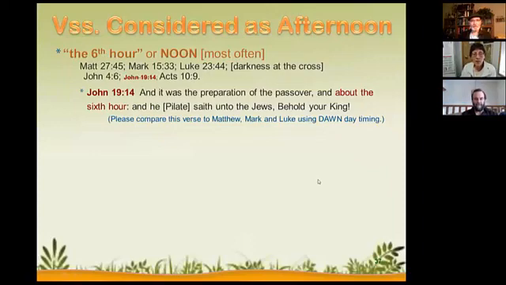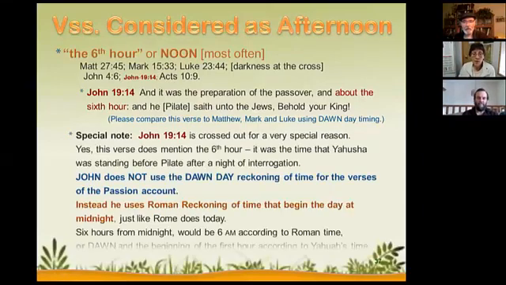John 19:14 says this: and it was the preparation of the Passover, and about the 6th hour, and Pilate saith unto the Jews, Behold your king. When you compare this verse for the 6th hour with Matthew, Mark, and Luke, you will find that Matthew, Mark, and Luke are talking about dawn timing. They're saying that the 6th hour was when Yeshua was on the cross and it became dark. That is the 6th hour counting from dawn. But John has the 6th hour. He's got Yeshua standing before Pilate. And that is not at noon. So John 19:14 was crossed out for a very special reason.